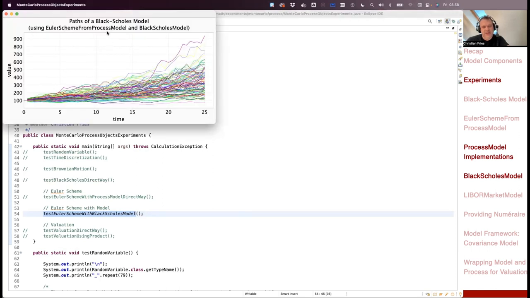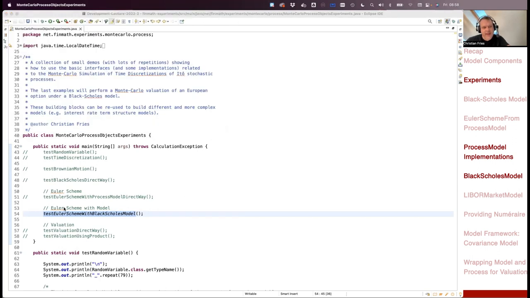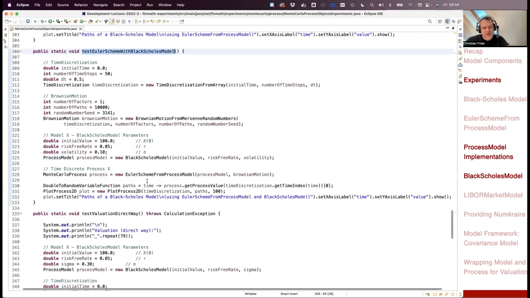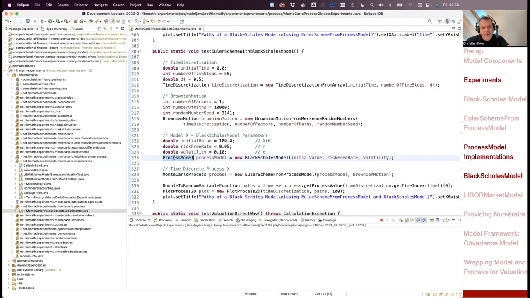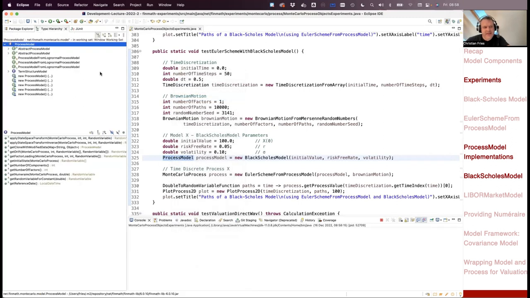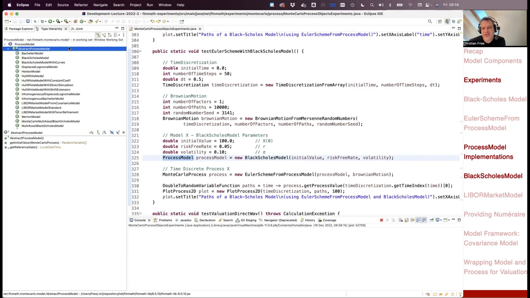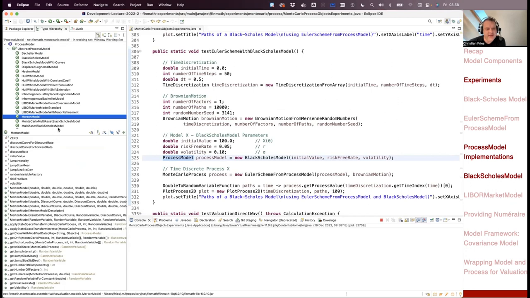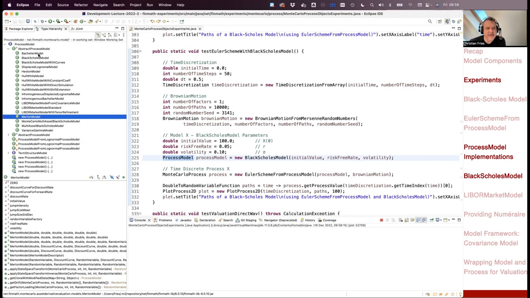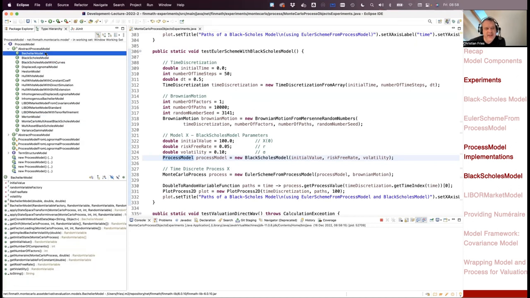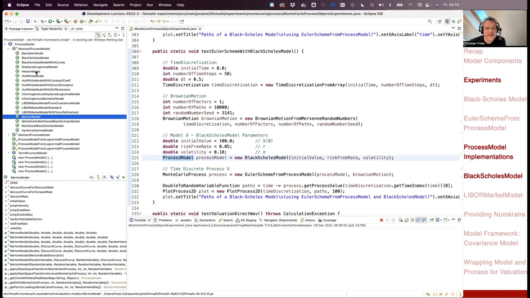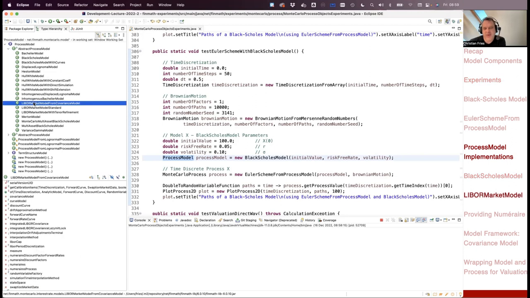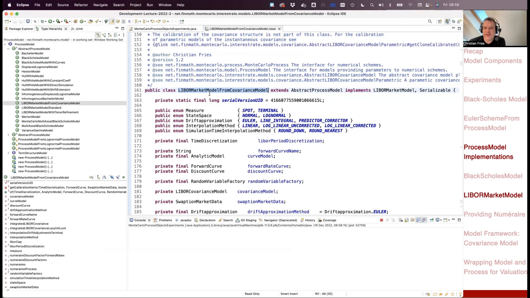Okay, so this is now using the Euler scheme from the process model with the Black-Scholes model. I have here many different specifications of such models. If you look at the type hierarchy of this process model, you see there's some abstract process model, which is doing some basic stuff. And then you see a collection of models: some equity models, Black-Scholes, Bachelier, a Heston model or a Merton model, but there are also interest rate models. There is the Hull-White model or our LIBOR market model. So I'd like to discuss now this one with you, which is providing the specification for our discrete term structure model.